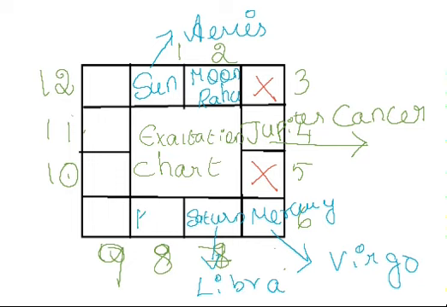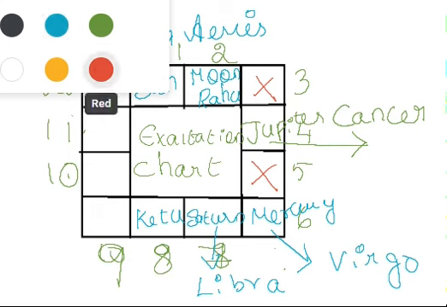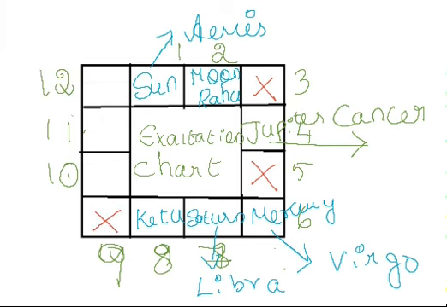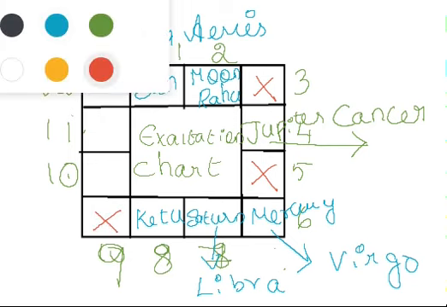Next, here Ketu, that is the dragon's tail. We will call this a dragon's tail. And in the ninth house, there is no exaltation planet, so I am mentioning a cross mark here. And the 10th house consists of Mars.